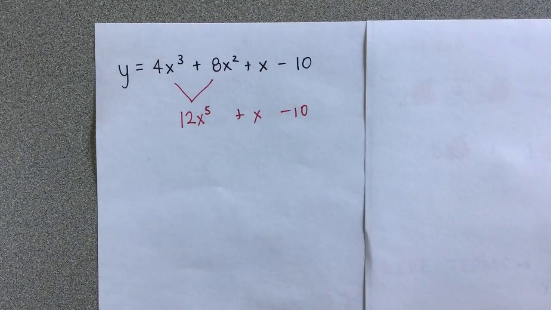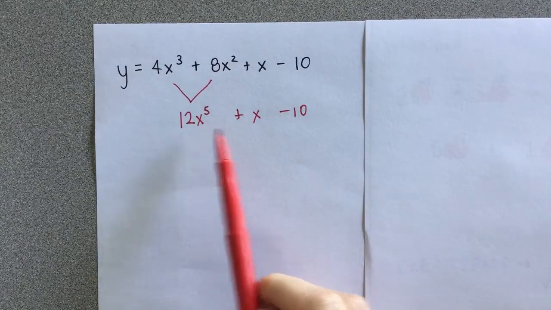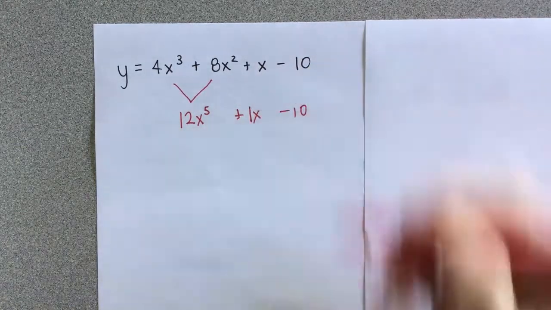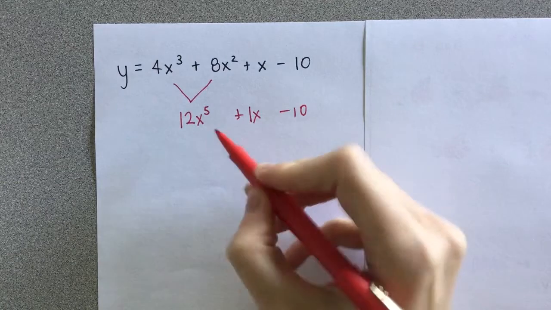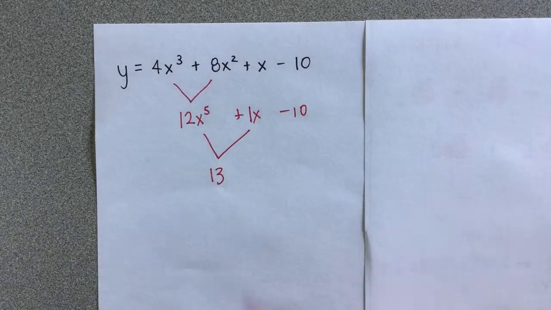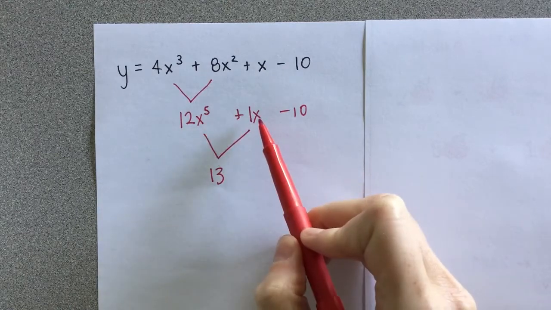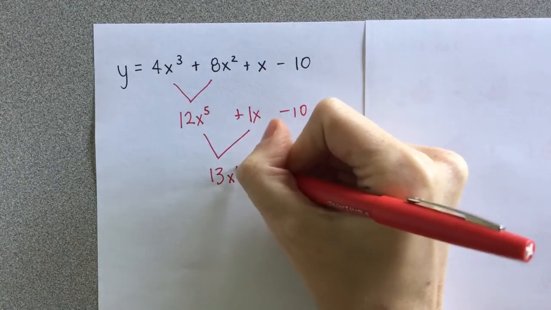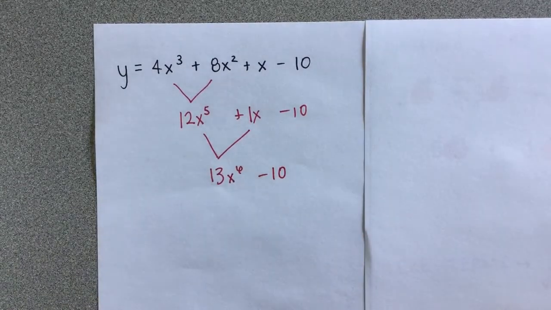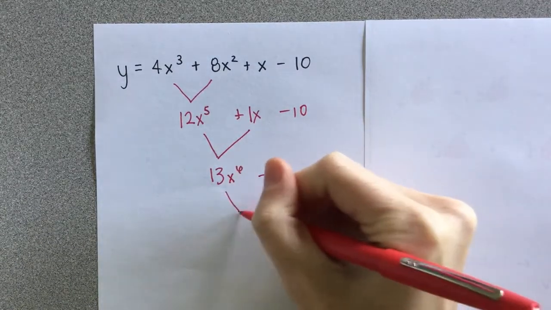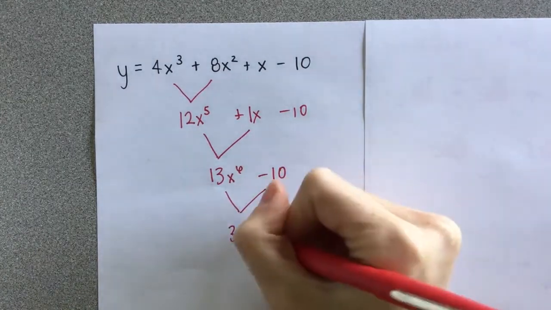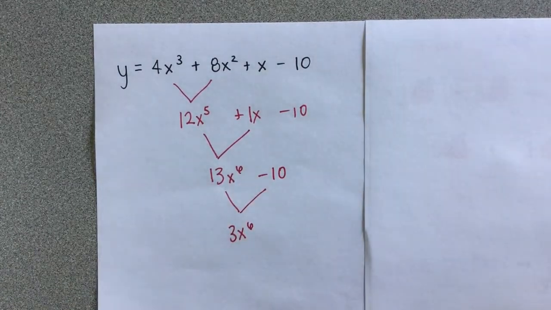And then maybe they think, well, I can keep going. So I can add 12x to the 5th plus x. So we understand that there's a number 1 here. So maybe when we add these, well, 12 plus 1 is 13. X to the 5th plus another x is, I don't know, x to the 6th. Minus 10. Oh, maybe we can even do one more thing. Let's see, 13 minus 10. Well, I know that's 3, and I guess that's still x to the 6th.